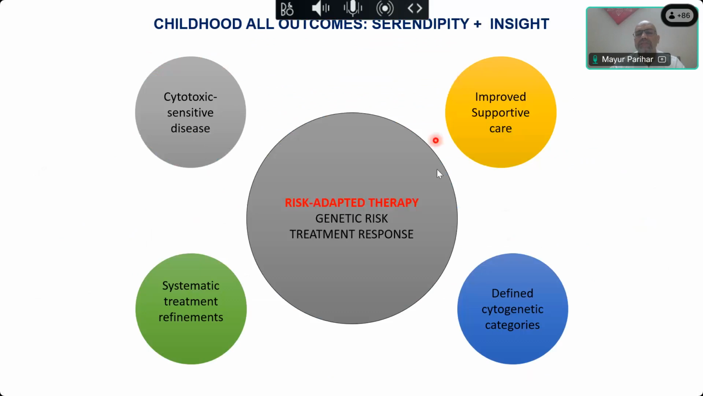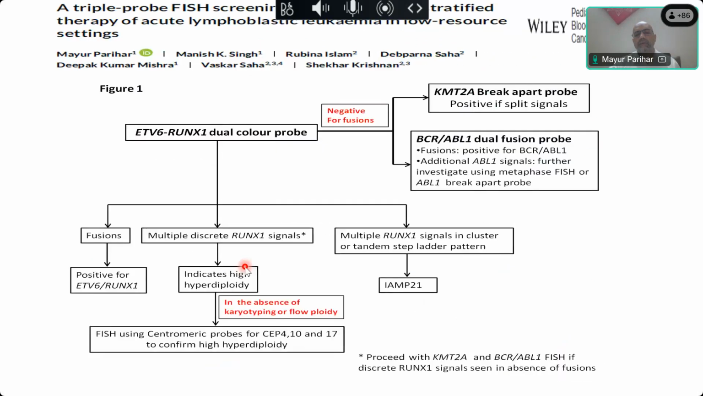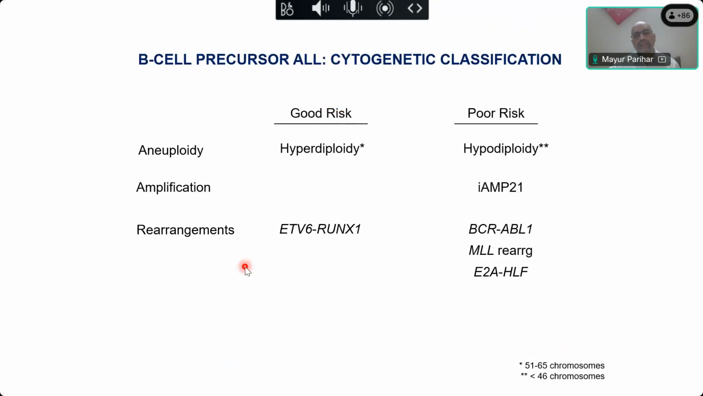How has this been possible? This has been possible by risk-adapted therapy using genetic risk as well as treatment response, that is your minimal residual disease. Although in these 3-4 decades no new drugs have come, it is just repurposing of the existing drugs. What has happened is we have been able to identify the genetic abnormalities and the biology of the disease, and then risk stratify these patients.